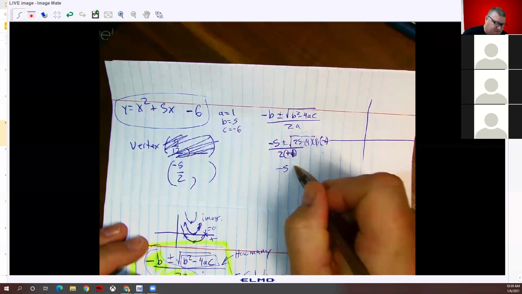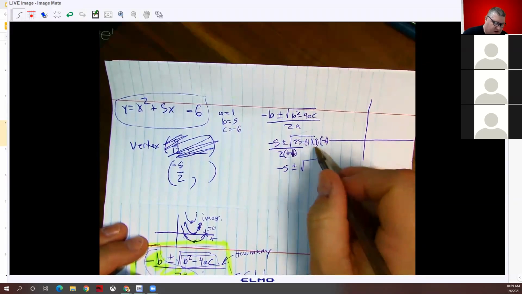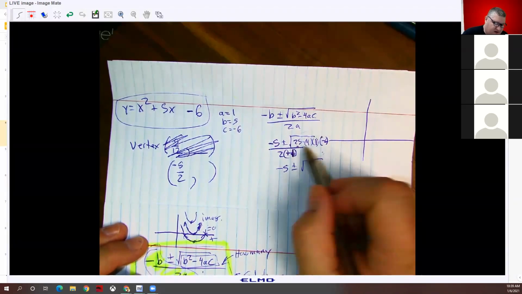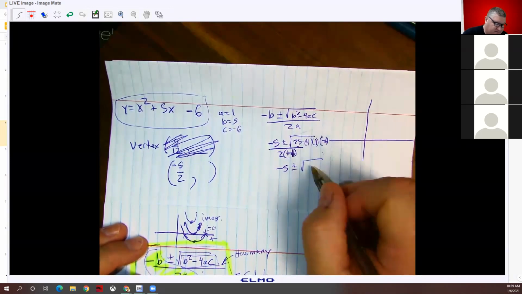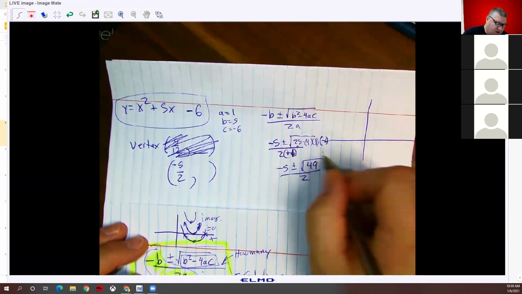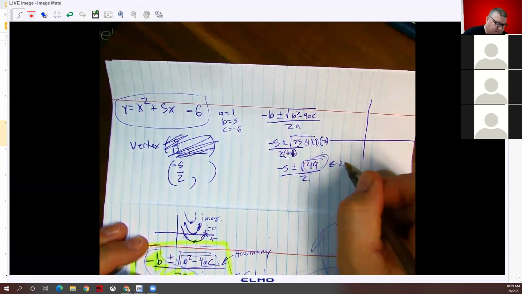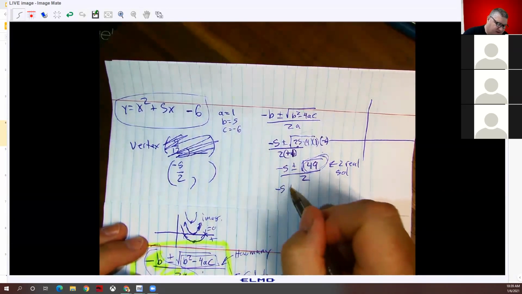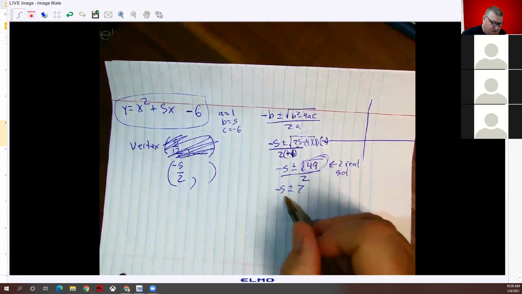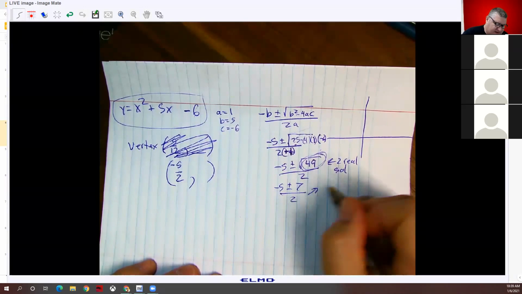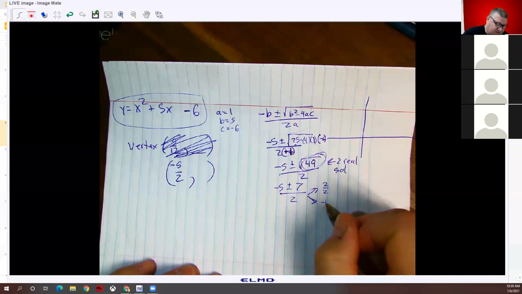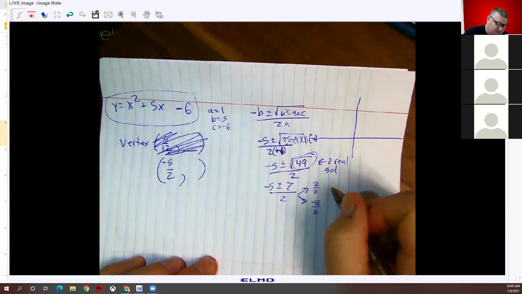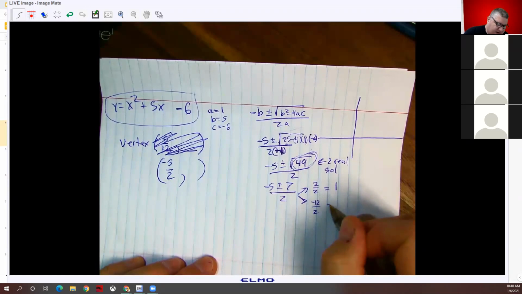A, C, so here's 1 and here's negative 6. So in this case, negative 5 plus or minus the square root of 25. Now, two negatives make a positive, so plus 24, 49, all over 2. Well, obviously, we're going to have two real solutions. And so we have negative 5 plus or minus 7 all over 2. So that gives me 2 over 2, and that gives me negative 12 over 2. So that means I have solutions at 1 and negative 6.